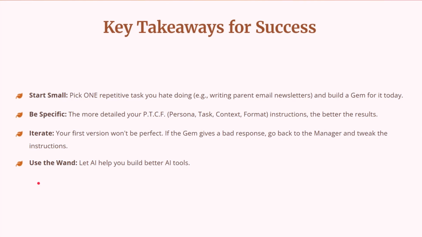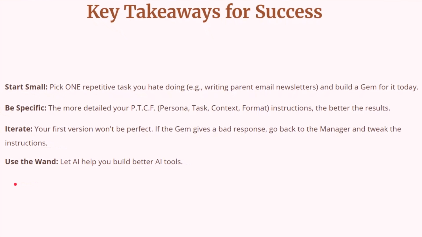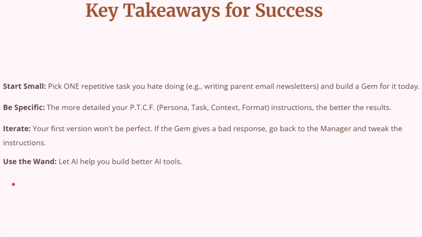Here are some tips moving forward. Start small. Pick one repetitive task that you hate doing, like writing emails, doing your newsletter, things like that, and build a gem. Just play around with it. Then be specific. The more detailed your PTCF, your persona, task, context, and format instructions are, the better results you're going to get. And then iterate.